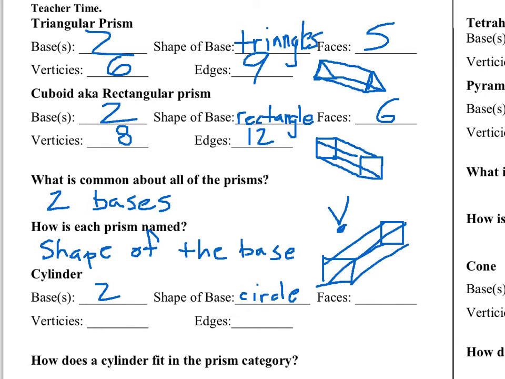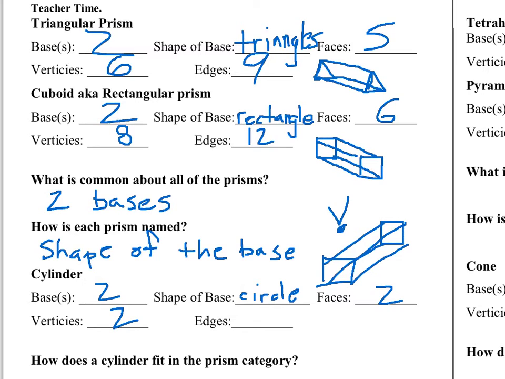How many faces? 3. It's just 2. Remember, these two bases also count as faces. So you can never have less faces than you do bases. How many vertices? How many V points? None.